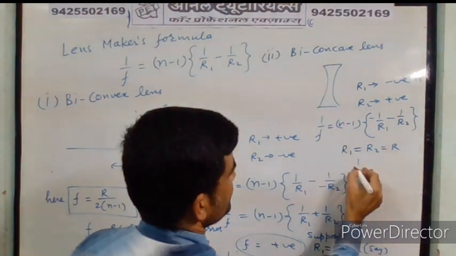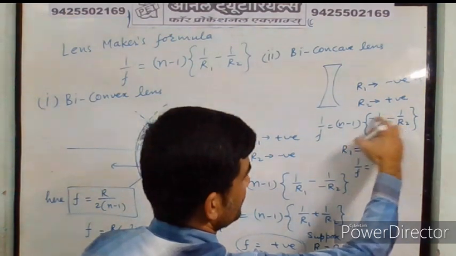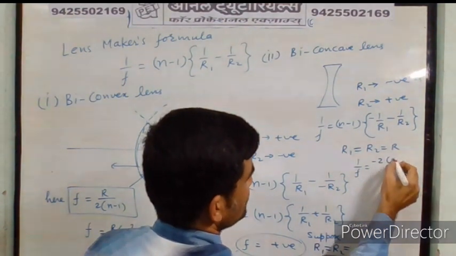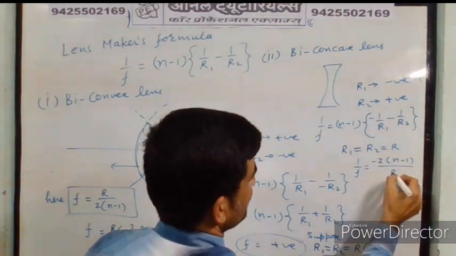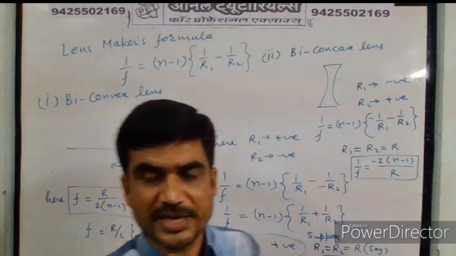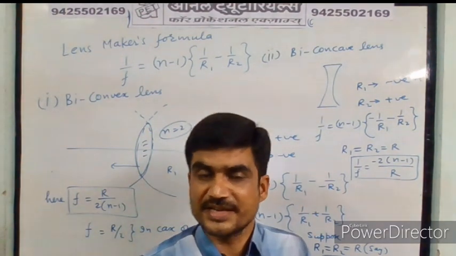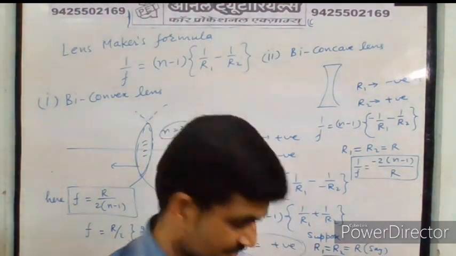And once again, if R1 equals R2, say equal to R, we will get 1 by F equal to minus 2 times (N minus 1) divided by R, since minus and minus both become added. This will be the relation. Okay. Now we will take a plano-convex lens and plano-concave lens.